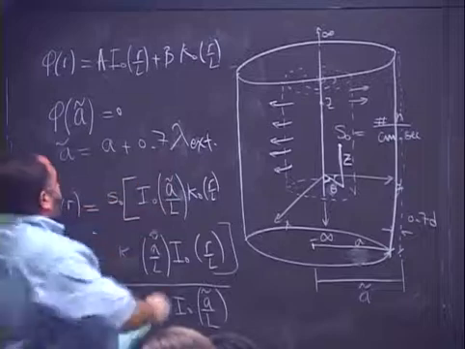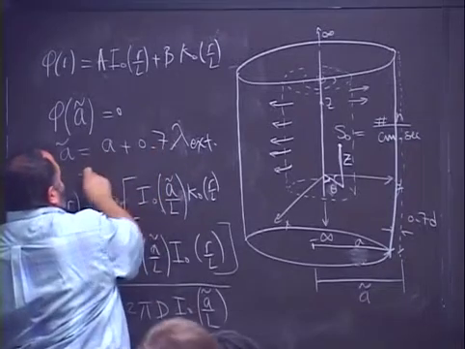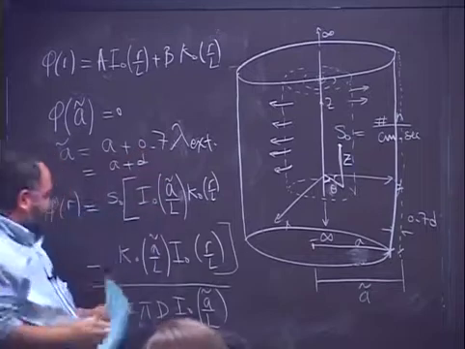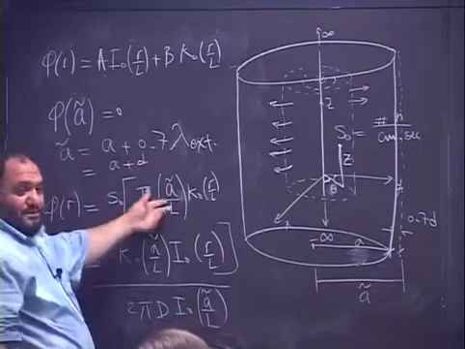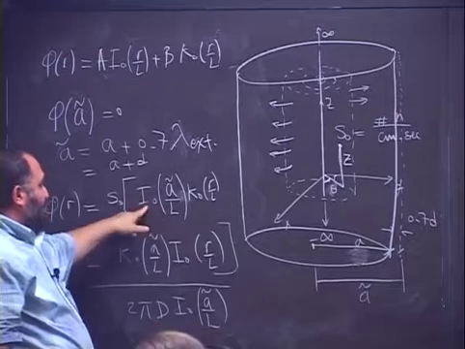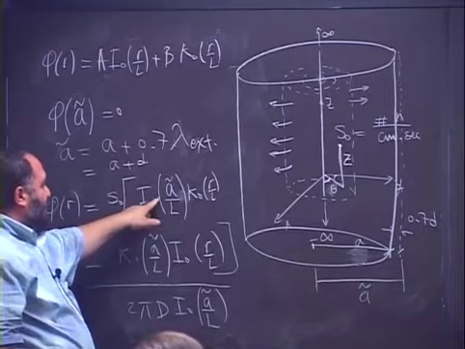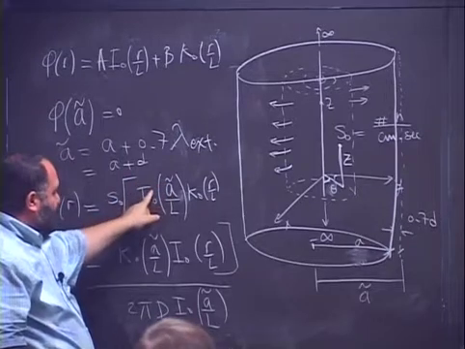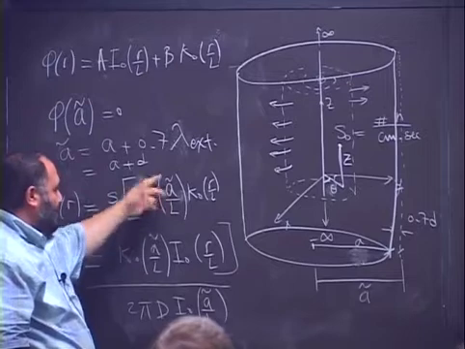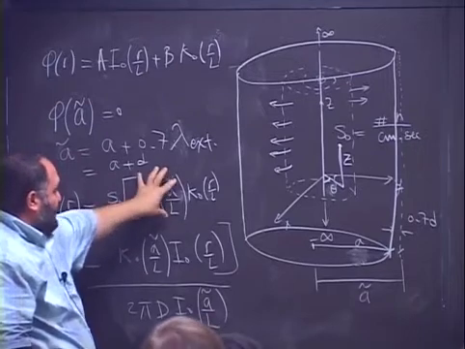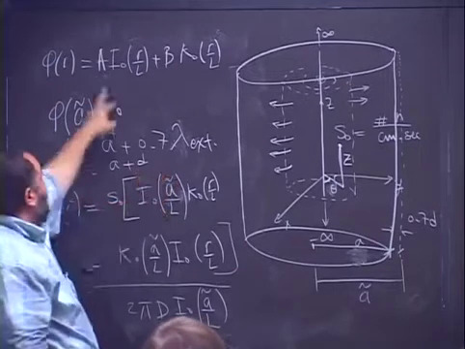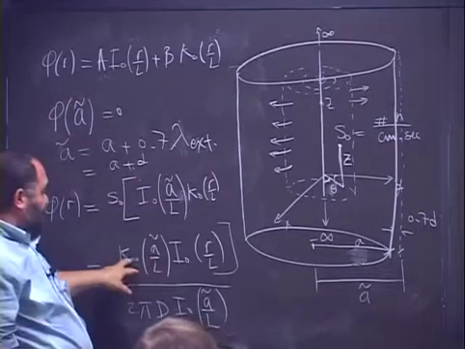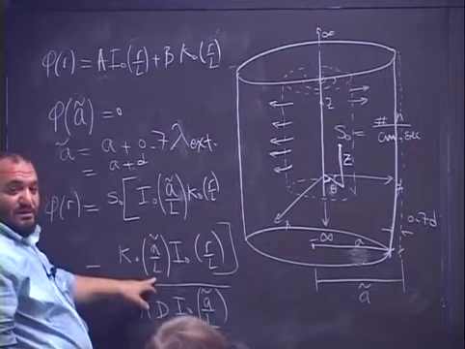So you call it A plus D or A plus 0.7 lambda extra, whatever. So this is constant. I naught, the Bessel function of the first kind, the coefficient or the parameter inside the I naught is A tilde, and A tilde is constant and L is constant. And this comes from the first constant A here. And the second constant is what? It's K naught of A tilde over L.